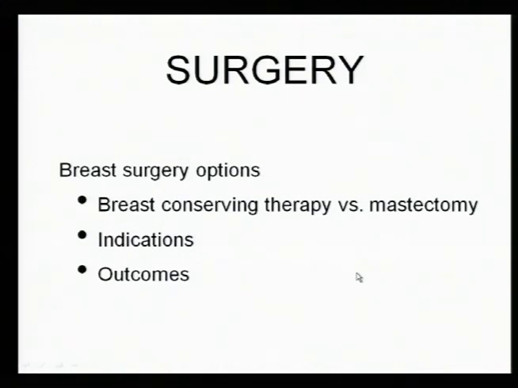The second option is a mastectomy, where we're essentially removing about 95% of the breast tissue on that side. The breast conserving therapy, the lumpectomy, is much more common in most patients. A lot of patients like that because the incisions are smaller, and the dissection is a little less.